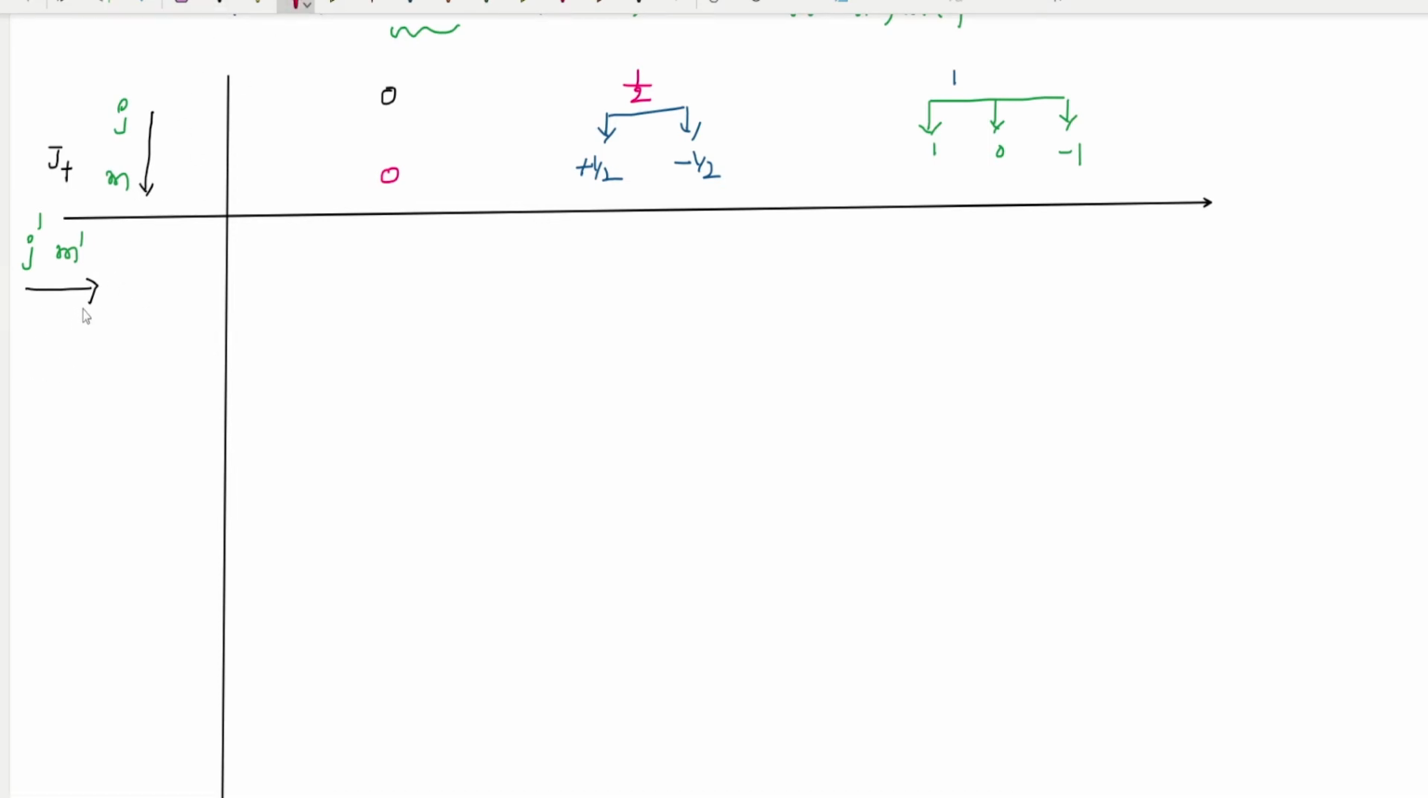So similarly, you can write the same thing here also. So these are the j prime values. j is equal to 0, m is equal to 0. Okay. j is equal to 1 divided by 2, m values plus 1 divided by 2 and minus 1 divided by 2. So j is equal to 1 gets 3 values, right? 1, 0, minus 1. Okay, that's good.